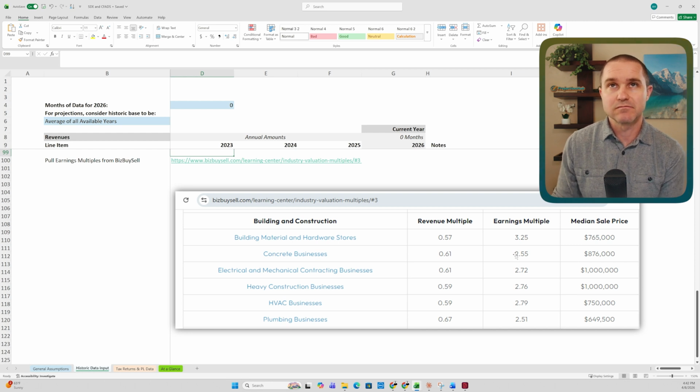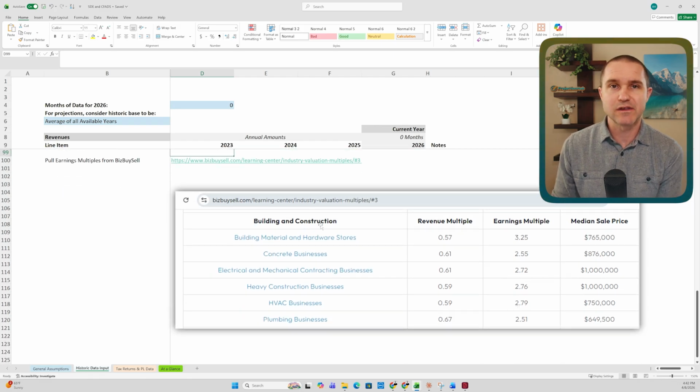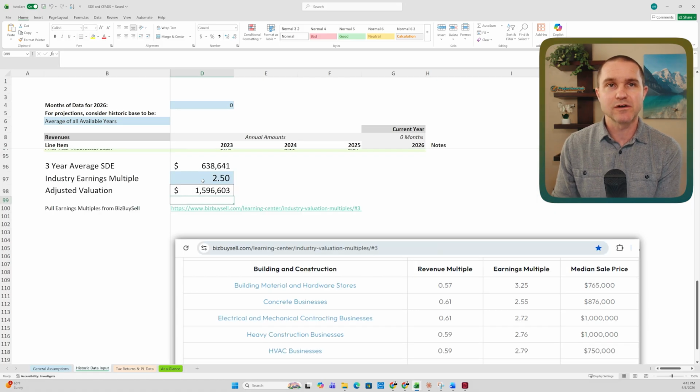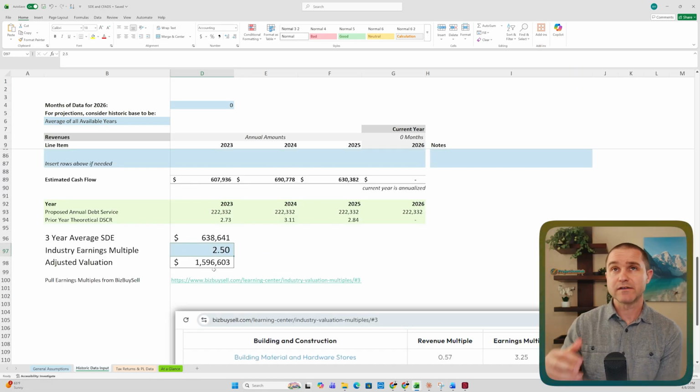SDE and earnings are basically synonymous here, and find the industry that is most closely aligned with yours. And so we kind of said, well, there's not necessarily a particular one that they fit into, but they're somewhere in this building and construction. So we took a 2.5 multiple, which is around where a lot of these were, to come up with that. Now, that's a way to value a business based on SDE.